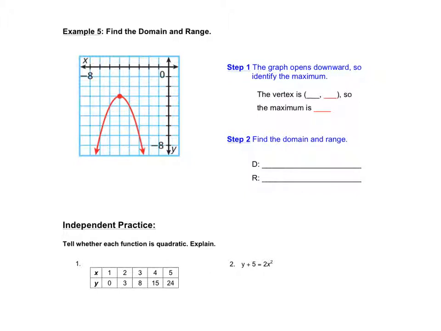Okay, so in this graph, I'm looking at, this is counting by 1, so -1, -2, -3, a maximum of -3. And the vertex is going to be at -5, -3. And for the domain and range, remember the domain's always going to be all real numbers. It's going to be everything. And now the y values, if you notice, the y values are all below that maximum point. So it's going to be y is less than or equal to the number that the y was at, which was -3.